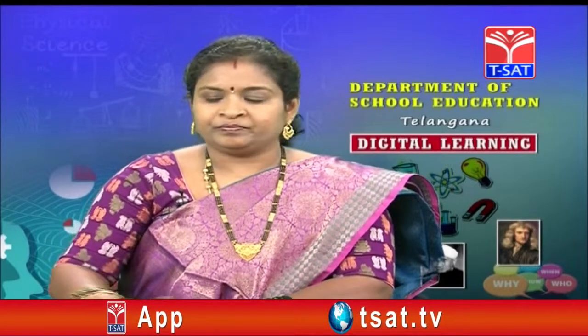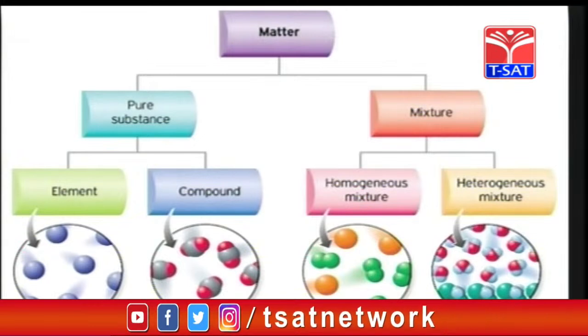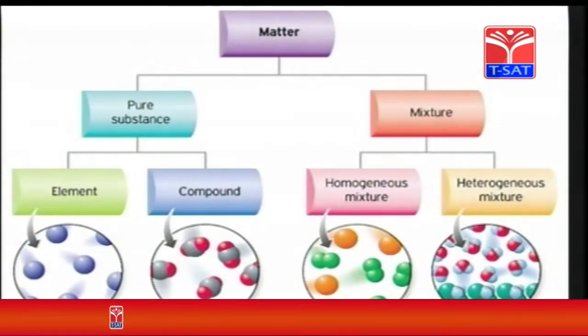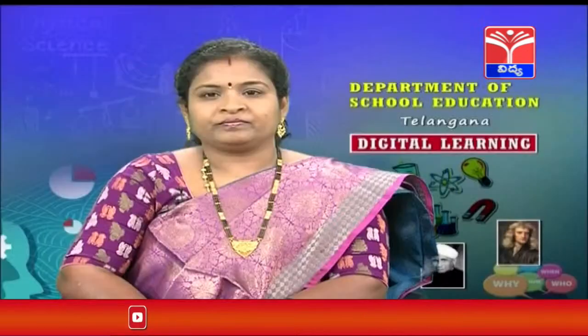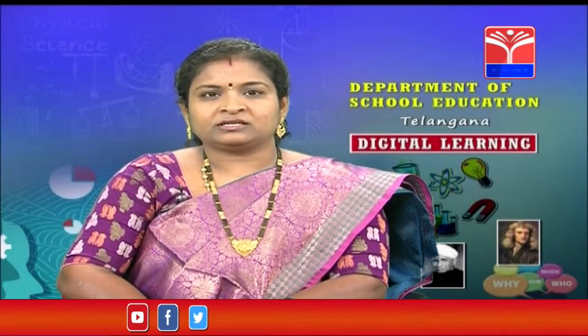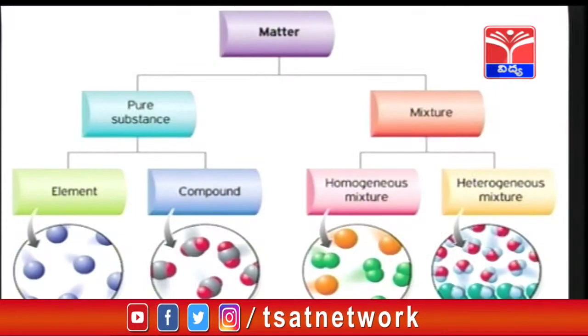What is matter? Matter is a substance which has mass and occupies space. Matter is of two types, pure substances and mixtures. Pure substances can be in elemental form or in the form of compounds. Then what about mixtures? They are of two types, homogeneous mixture and heterogeneous mixture.